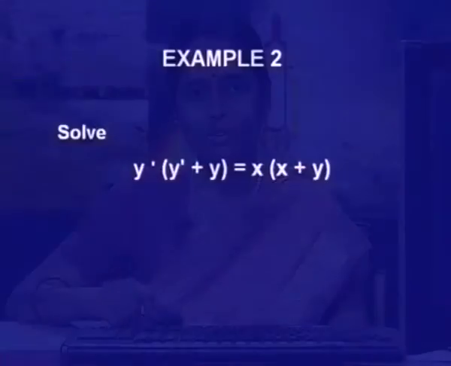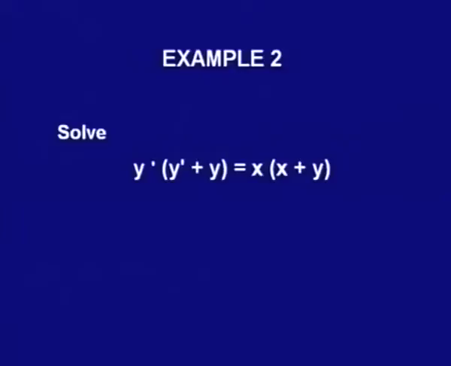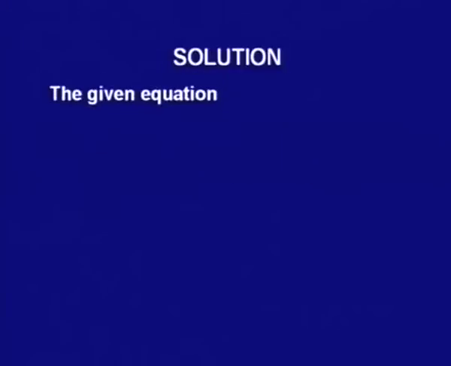Let us try to do one more example so that we understand a little bit more about this method. The second example is: solve y dash into y dash plus y is equal to x into x plus y. See, first we would rewrite this equation as y dash square plus y dash y minus x square minus xy is equal to 0. Now, this is an equation of first order and second degree. We have that the derivative of y, that is y dash, is taking the power 2. So, again if I factorize, I would get two equations of first order.